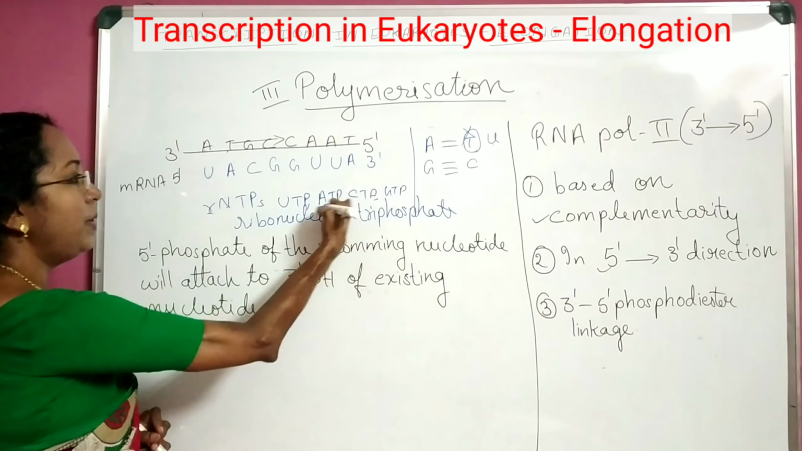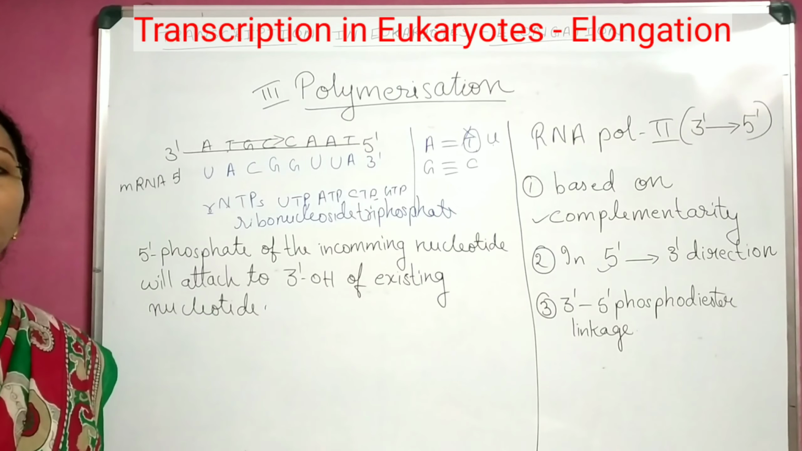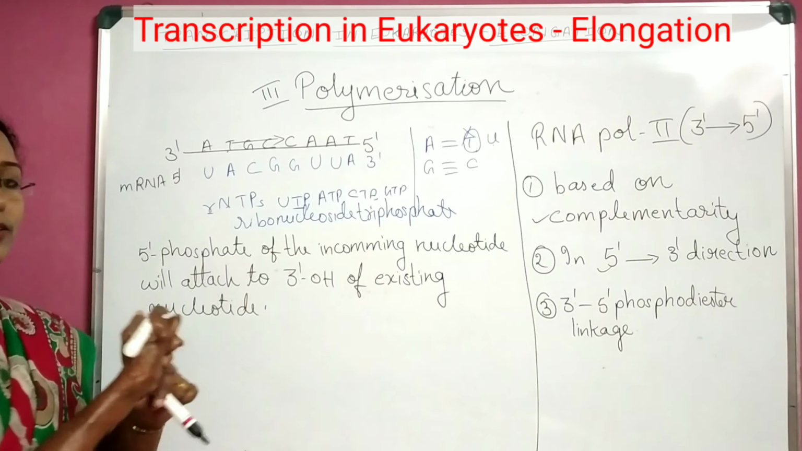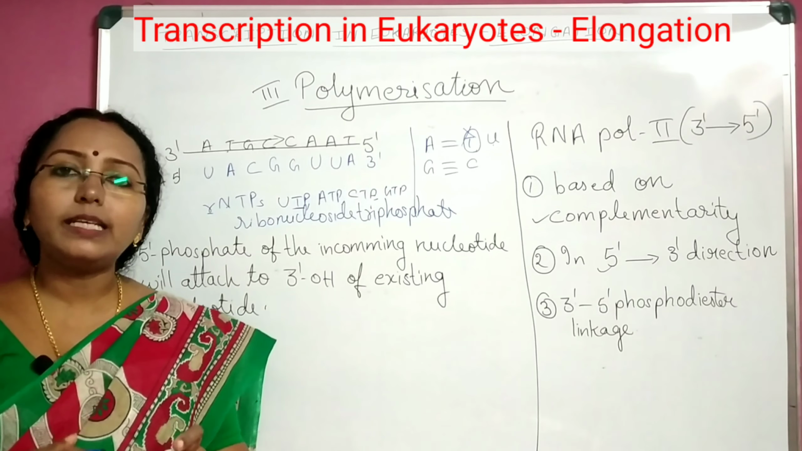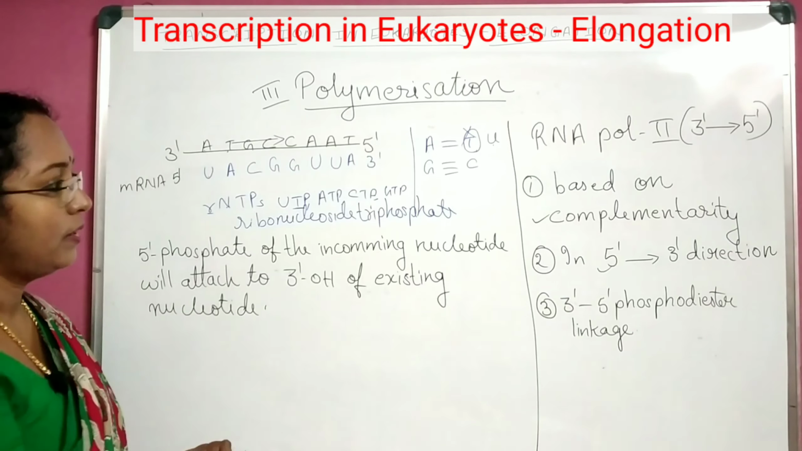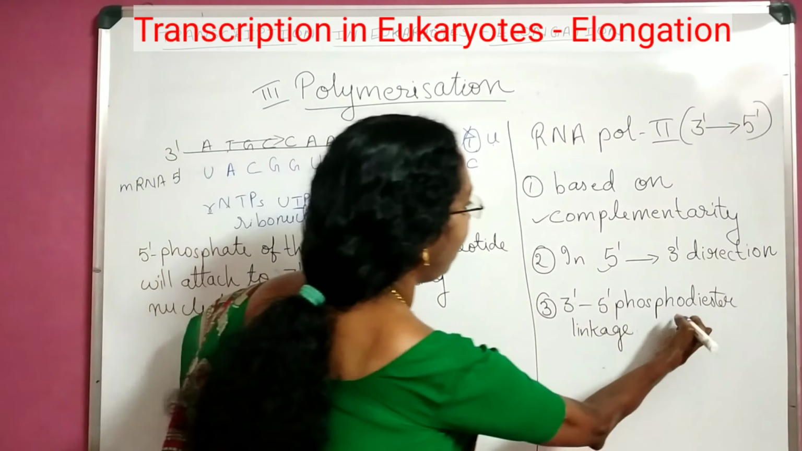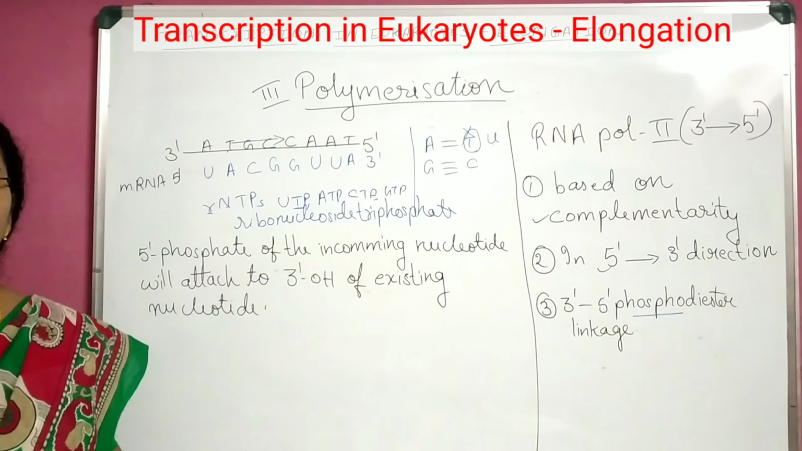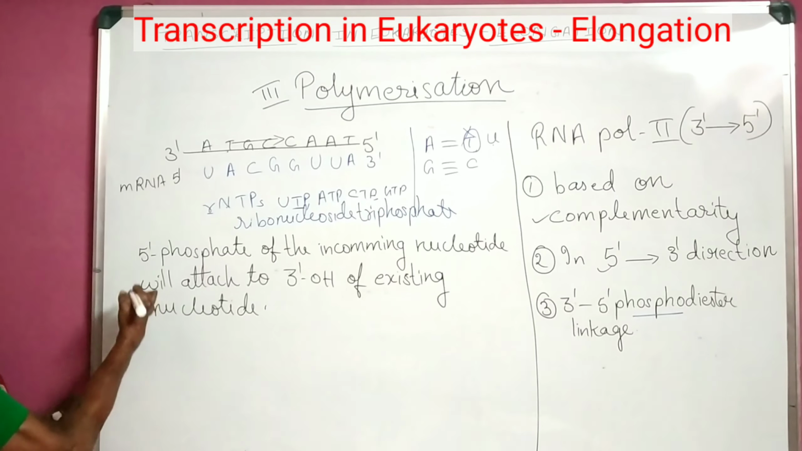So they are all coming in the form of their respective nucleoside triphosphate, and hydrolysis of the triphosphate itself will provide energy for the bonding. Which bonding? Phosphodiester bonding, or phosphodiester linkage. 3' 5' phosphodiester linkage. Now how is that linkage happening?